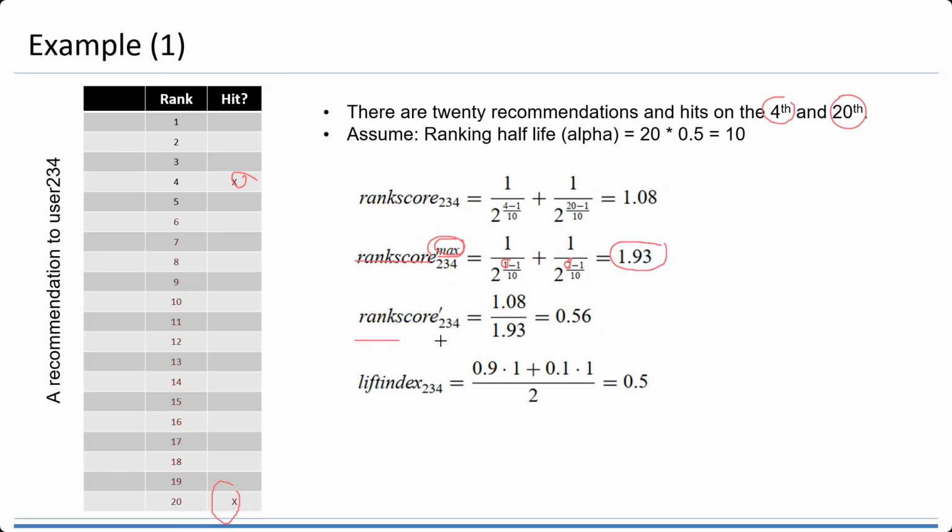Then the normalized rank score, or what we call the actual rank score, is the rank score of 1.08, based on the values at rank number 4 and number 20, divided by the maximum score, which is 1.93. So we get a rank score of 0.56.